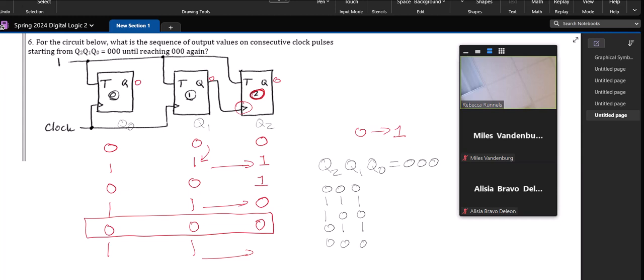I just want to make sure this is the same as... I had two different versions of this problem. Want to make sure that I've got the same one. Yeah, I do. Okay. Because I had a different one last year.